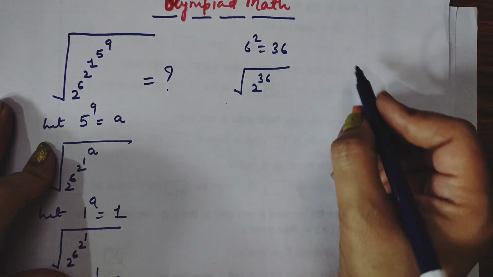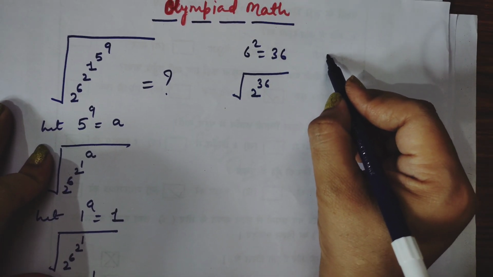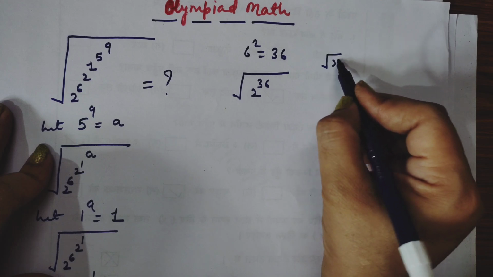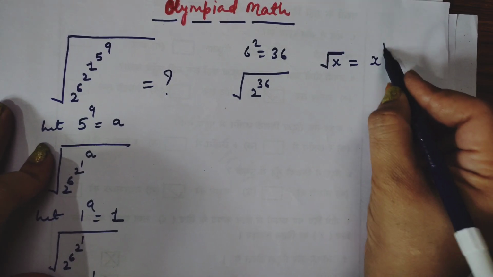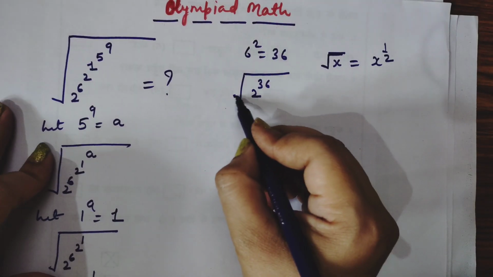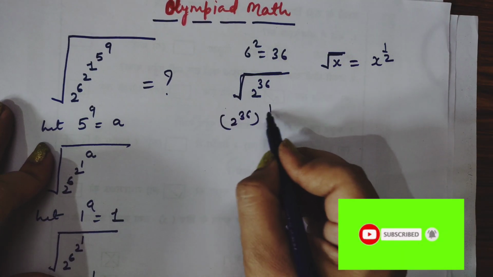Now everybody knows if the root of any number, suppose any number is x, root of x, how to write it in another way? X power 1 by 2. Similarly, instead of this root we'll write 2 raised to the power 36 whole power 1 by 2.